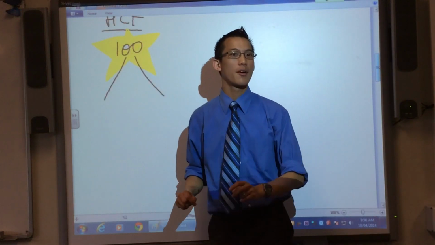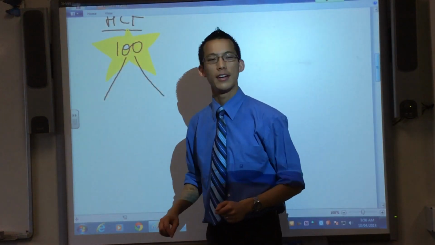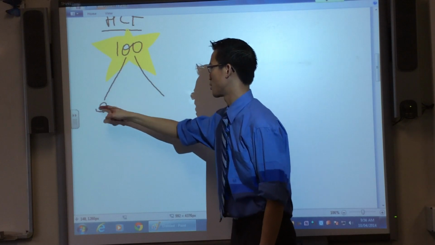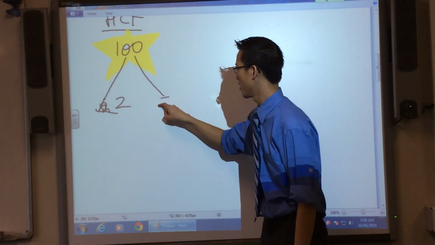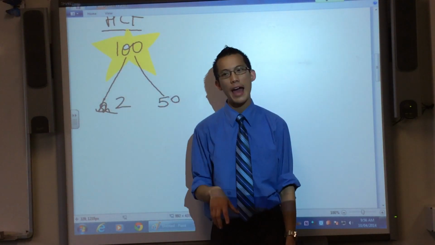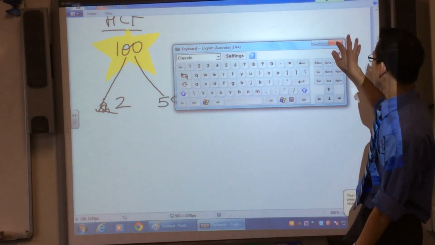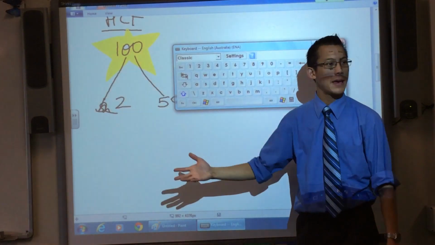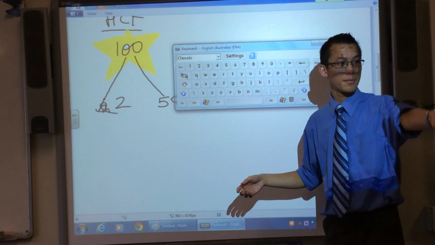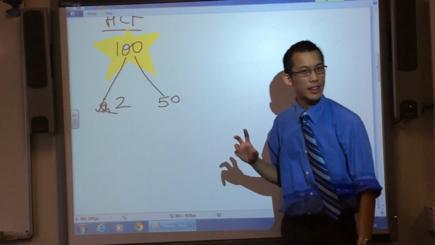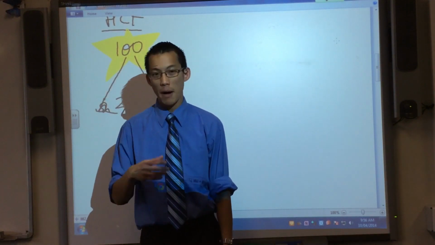Who wants to give me some factors? Yeah, Liam. 2 and 50. You could have picked... what else could you have picked? Yep, 10 and 10. Now, I actually think 10 and 10 might have been a better choice.